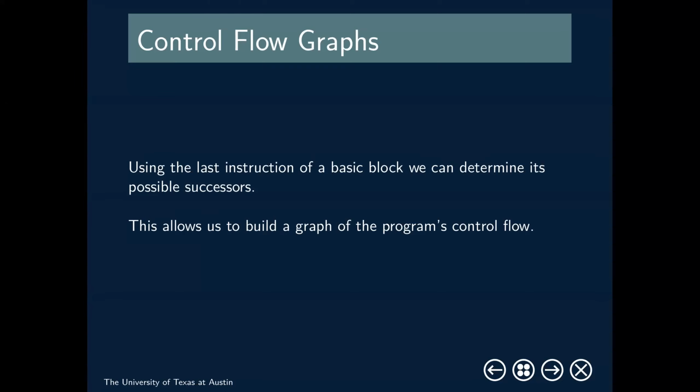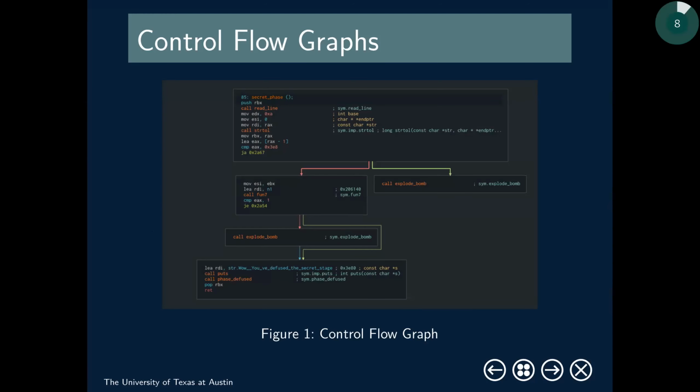So at the end, there's going to be a jump-equals instruction or something like that. One possible successor would be the address in the jump, and the other possible successor would be just continuing without jumping. And we can build a directed graph out of all of the program's basic blocks, modeling its control flow. This is an example of what one of these control flow graphs would look like.